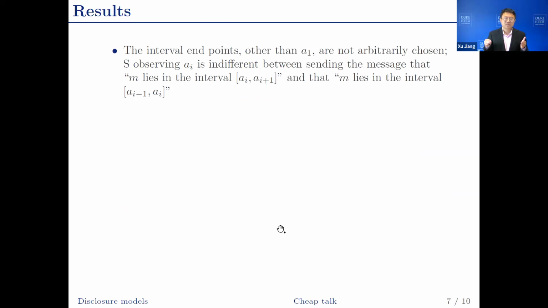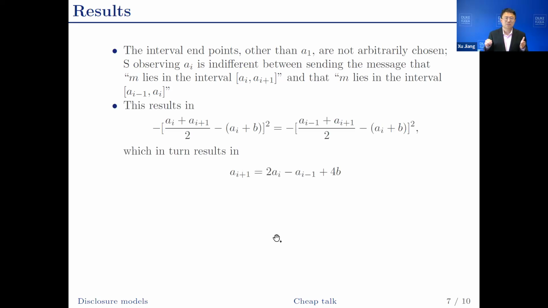The interval endpoints, other than the first one, are not arbitrarily chosen. At those endpoints, the sender observing M equals A_i can send a signal, either indicating that M lies in the interval between A_i and A_i plus 1, or M lies in the previous interval, the interval between A_i minus 1 and A_i. At the endpoints, they have to be indifferent, which means that their payoff functions from sending those two messages has to generate the same payoff for the sender.